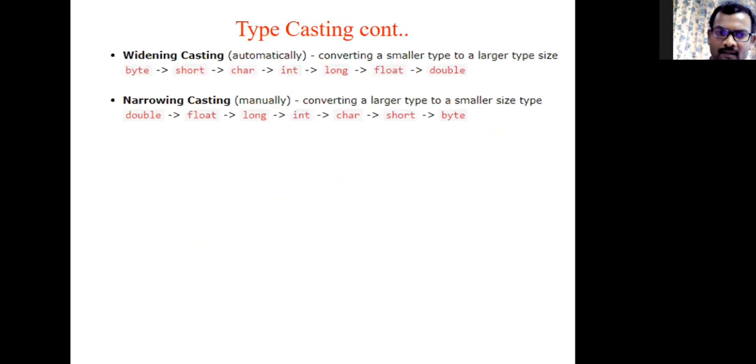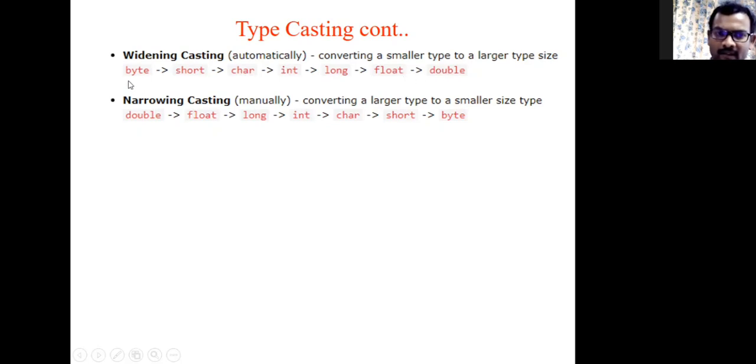And look at this. So widening means converting the smaller data type into the highest data type. These are the primitive data types which are used to work with the numbers. The lowest data type range is the byte, which occupies only 1 byte. Next one is the short, 2 bytes. Next one is the character, it is also 2 bytes. And next one is integer, it is 4 bytes. Long is 4 bytes, and float is 4 bytes, and double.